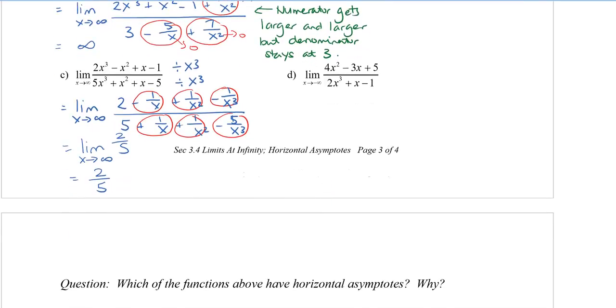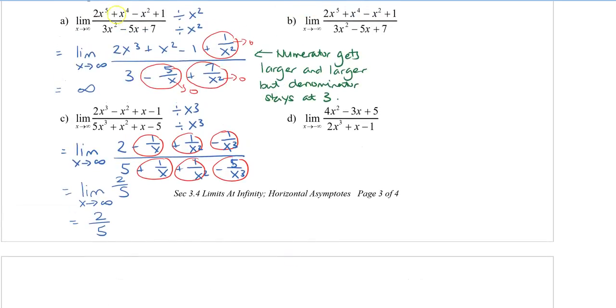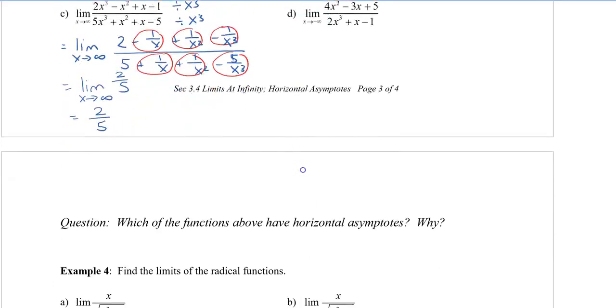All right, so which of the functions above have horizontal asymptotes and why? Based on what I've done so far, just on A and C, A doesn't have a horizontal asymptote because it goes on to infinity, but C does because it actually approaches a number. So we would say that C does because the limit approaches a numerical value.